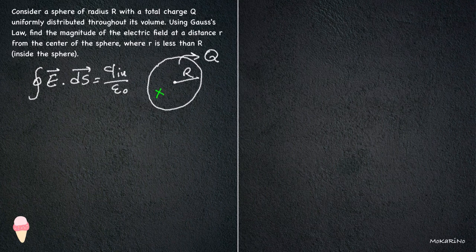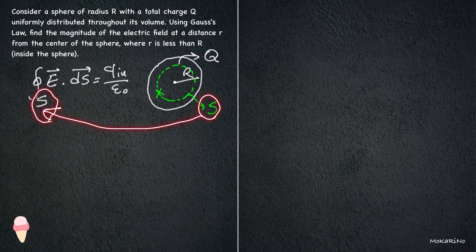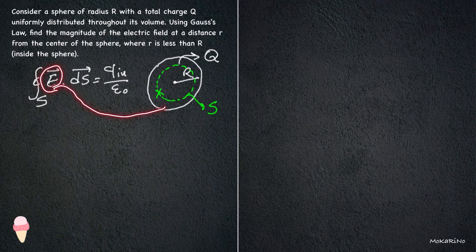For this case, I should consider a closed surface here. This is a closed surface S. I call it a Gaussian surface, and I will show it with S. This is exactly what I consider here. This is surface S, and this E is the electric field on this surface.